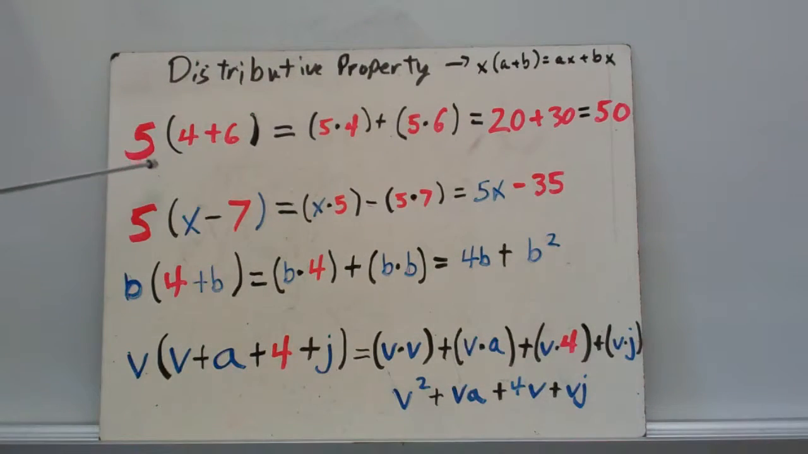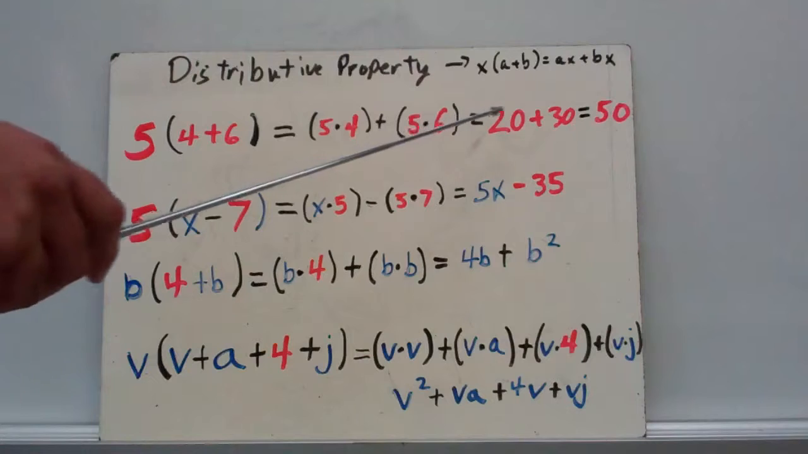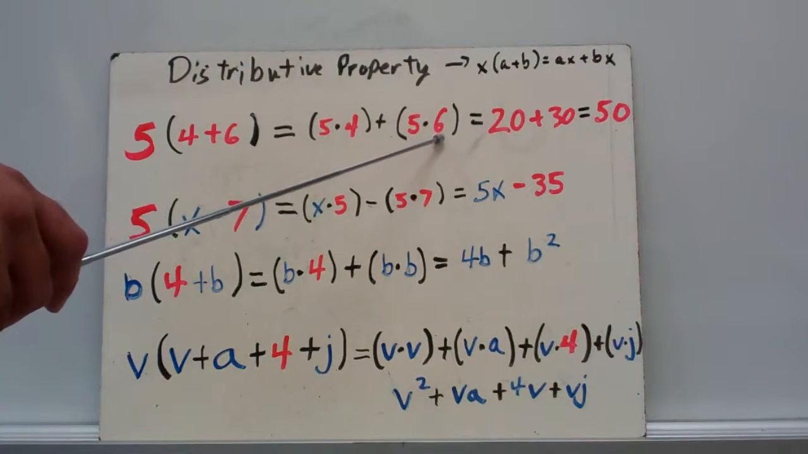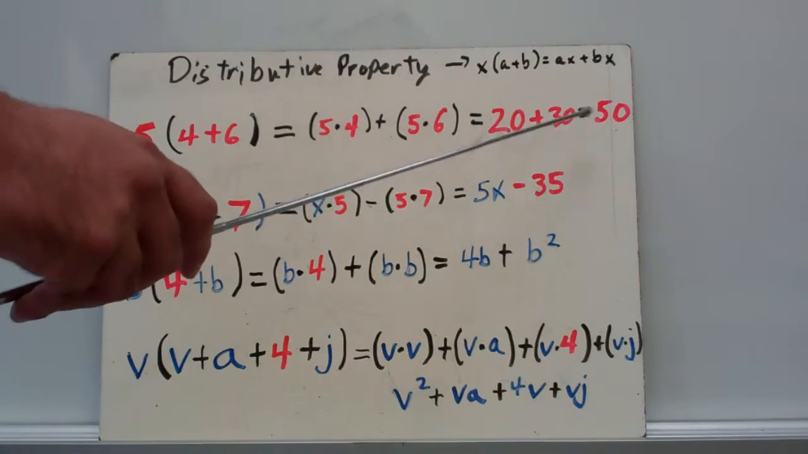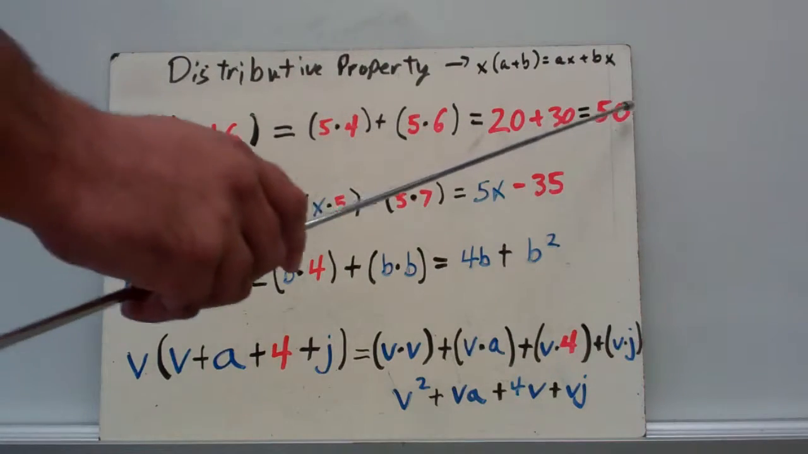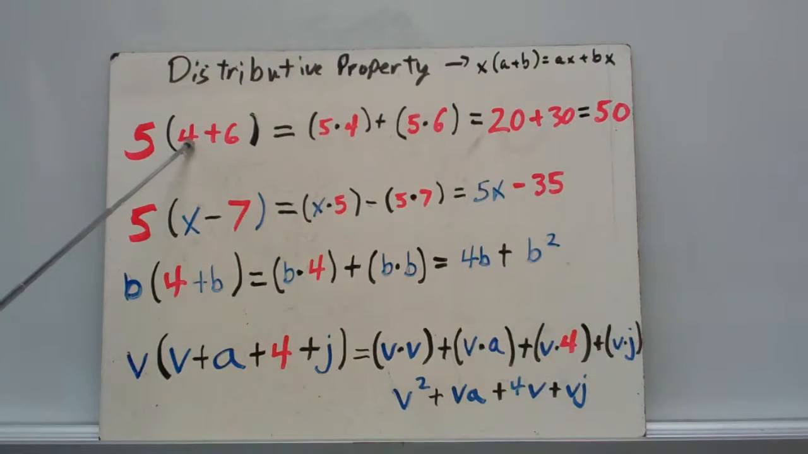So if we look down here, we have 5 times the quantity of 4 plus 6. We can take 5, multiply it by 4, and take 5 and multiply it by 6. 5 times 4 is 20. 6 times 5 is 30. So 20 and 30 is 50. Yes, with this example, we could take 4 and add 6 together and get 10 and then multiply 5 times 10. But we just did that to show you the distributive property.